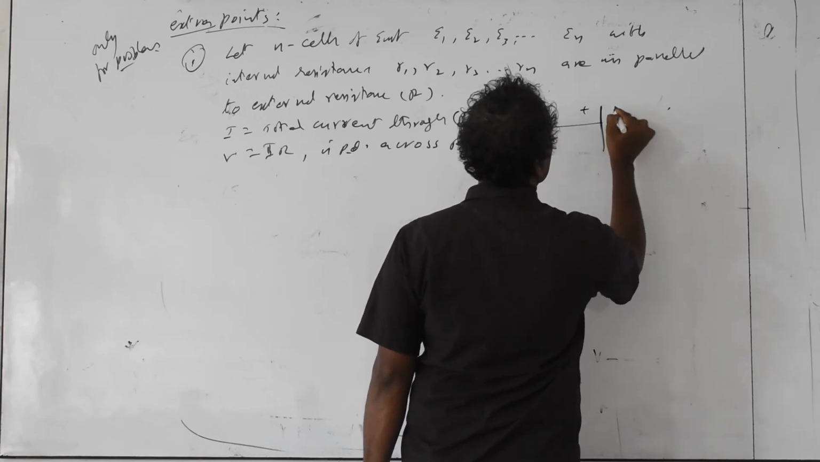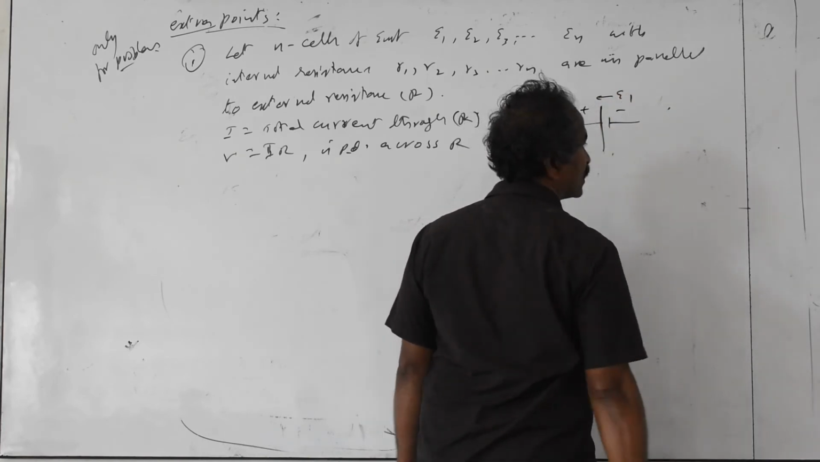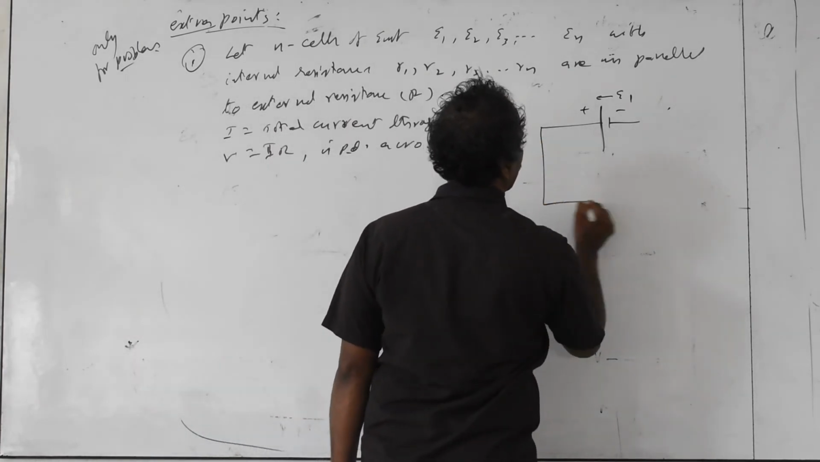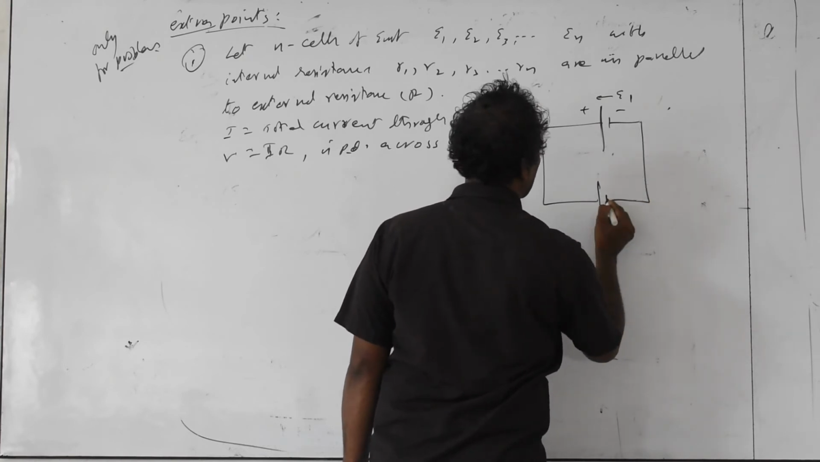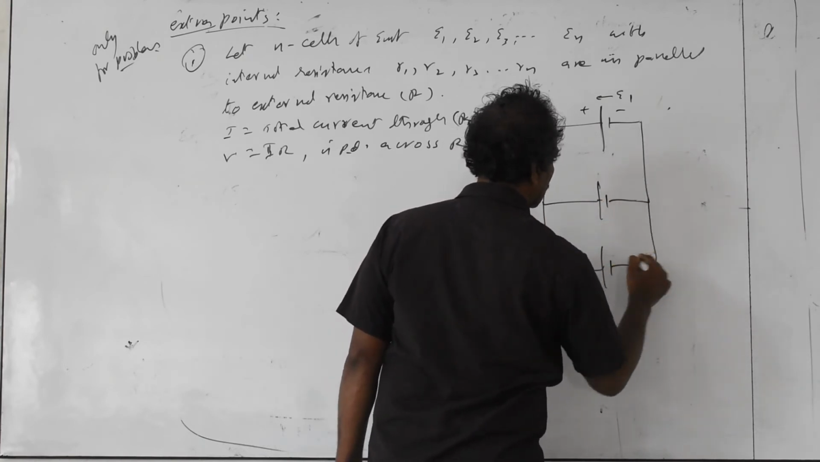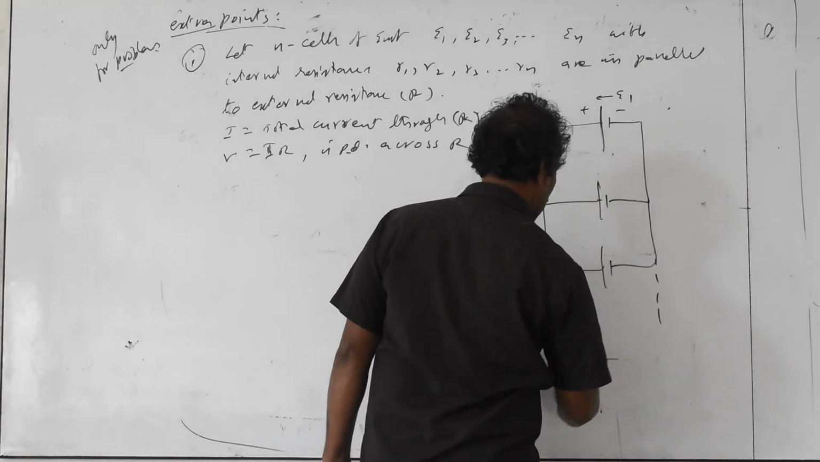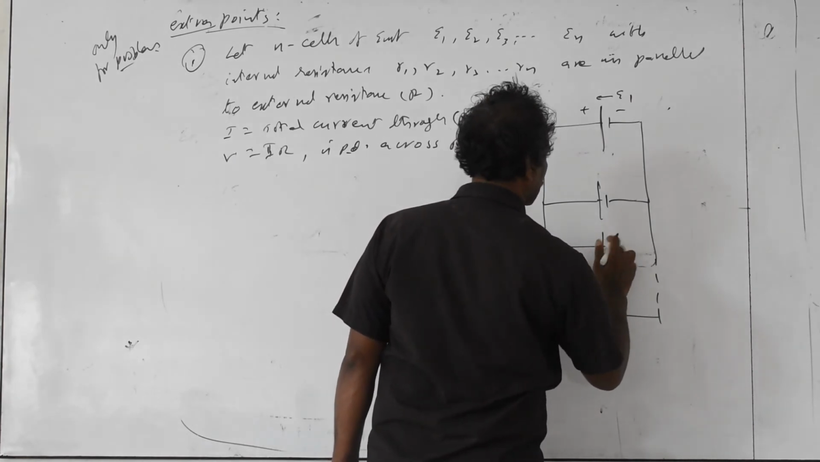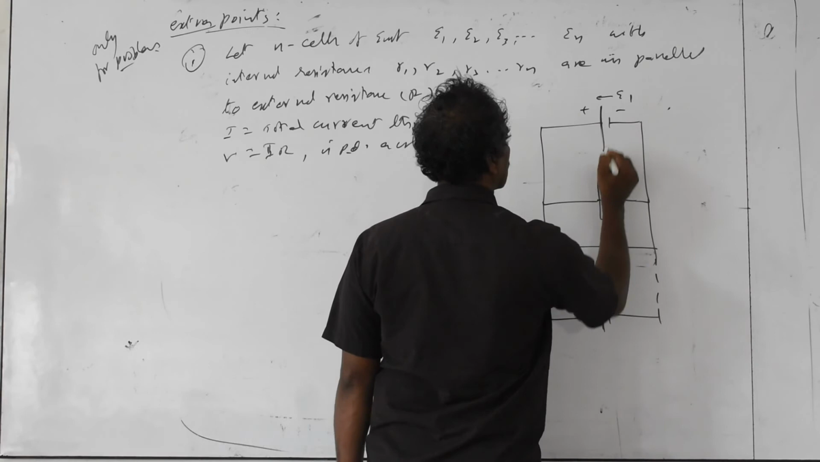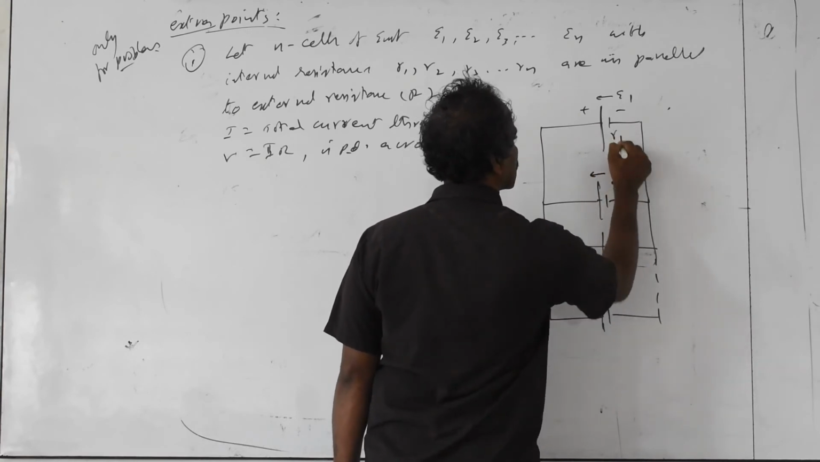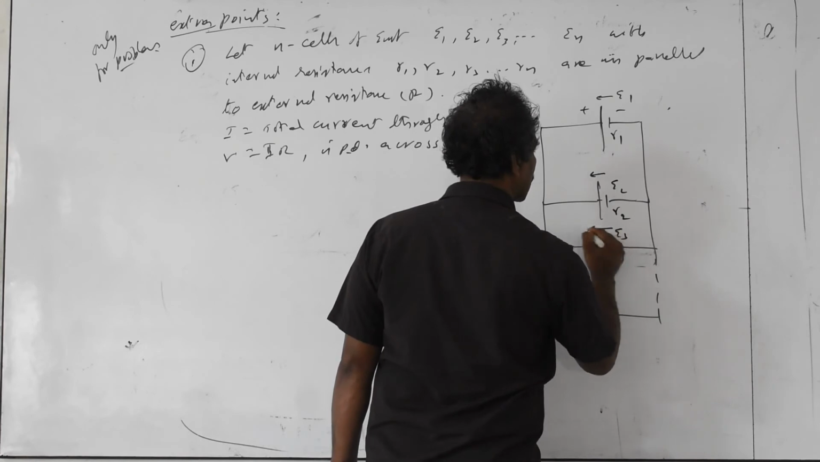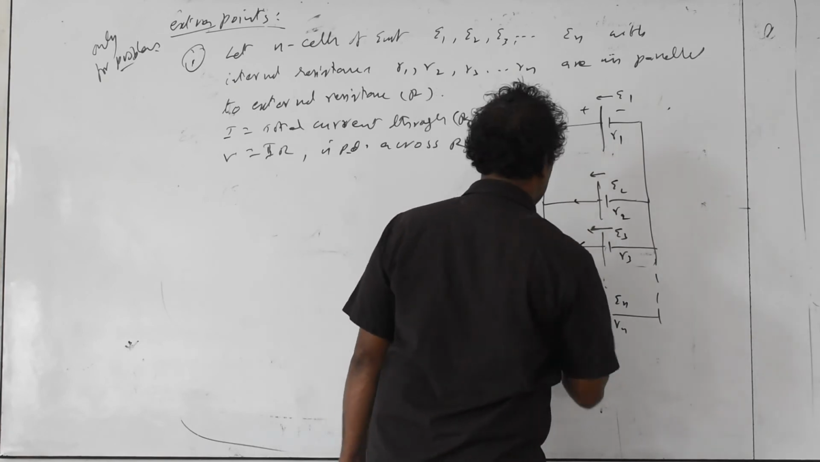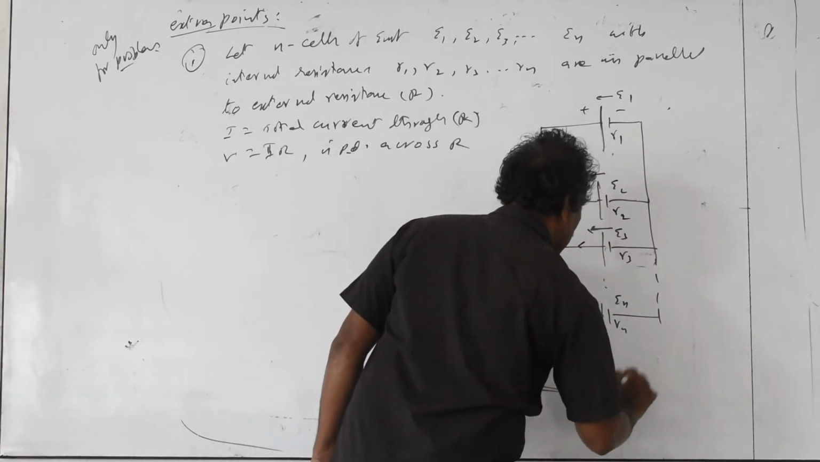I am taking the cells' EMFs in the same direction first. Okay, all EMFs in the same direction. This is the first cell, this is the second cell, this is the third cell, and so on up to the nth cell. This is E1, E2, and resistances R1, R2, E3, R3, and all EMFs are taken in the same direction.